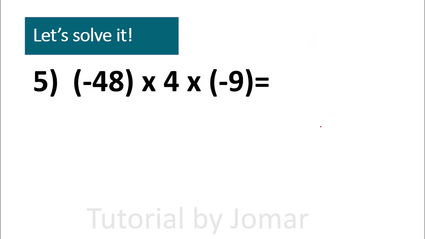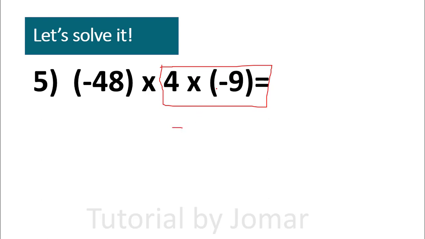Let's proceed sa number 5. We have negative 48 times 4 times negative 9. Uunahin ko sana yung same sign na negative 48 and negative 9. Kaso, para mahirapan tayong mag-multiply sa kanya. So, unahin muna natin yung mga 1-digit number lang. We have 4 times negative 9. Since ang sign nila ay magkaiba, magiging answer nito is negative.